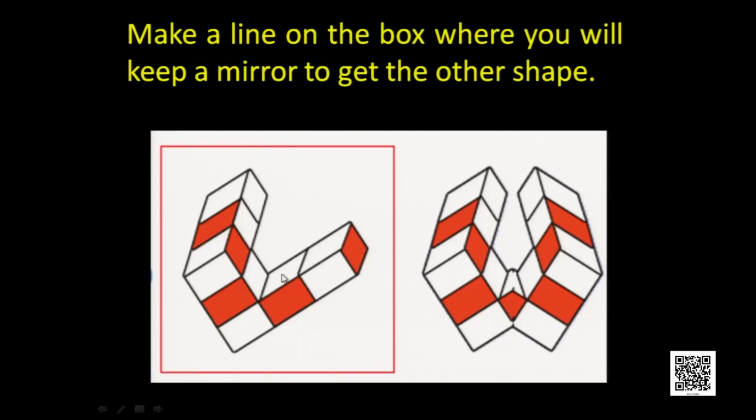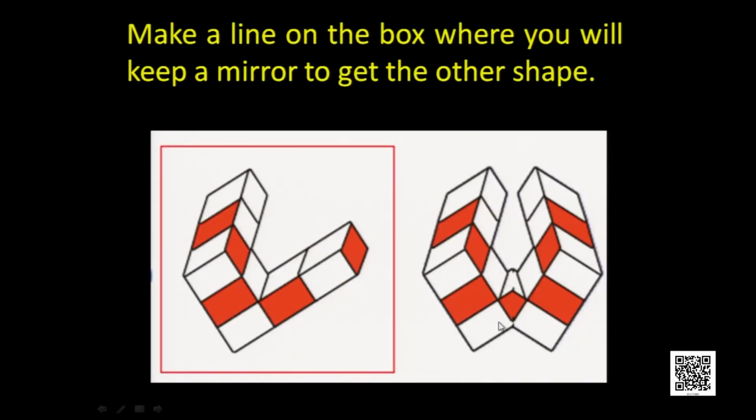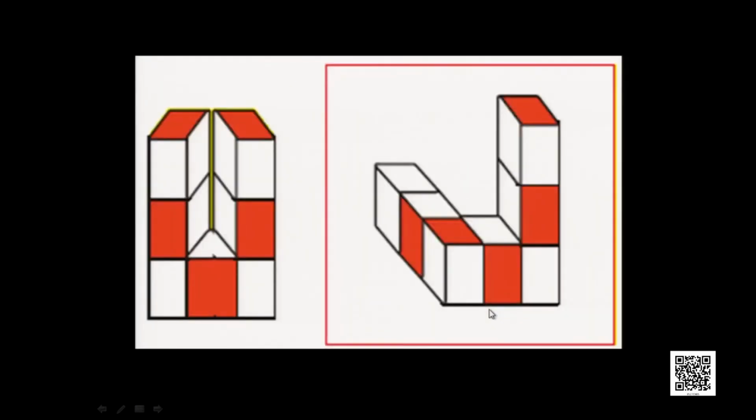So, I have to take some portion here in this square, some portion like this. Here is this red color part, you see, I have to take some red color part here in this way. Then I have to take the line in this direction, so that I will get the image on the right side. Now, you see how to draw the line where I have to keep the mirror, so that I will get the image like this. One more.